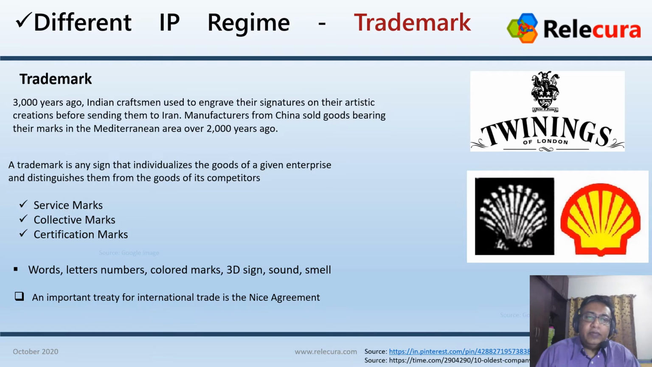There are different ways in which a trademark can be defined. Those can be words, letters, colored marks, it could be a 3D design, it could also be a sound, or it can also be a smell. There is an important treaty which is associated with trademark, which is the Nice Agreement.